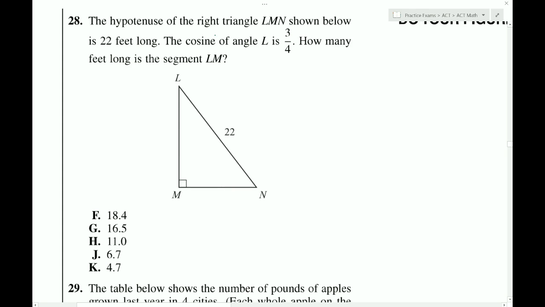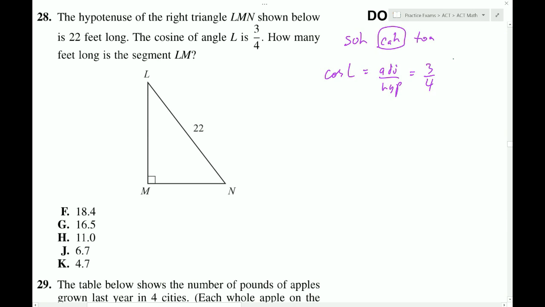The hypotenuse of the right triangle shown below is 22 feet long. The cosine of angle L is 3/4. Okay, so just as we saw before, SOHCAHTOA, right? Cosine is this guy, so the cosine of L is equal to adjacent over hypotenuse, and that's going to be equivalent to 3/4. Now, this 3/4 might have been reduced, so it might actually be 30 over 40 or any other multiple of 3/4, and it got reduced down to 3/4.